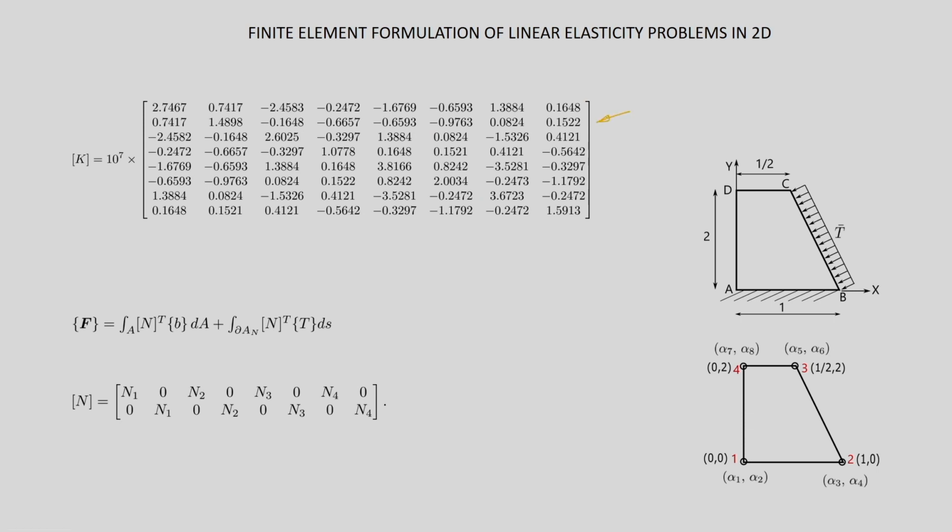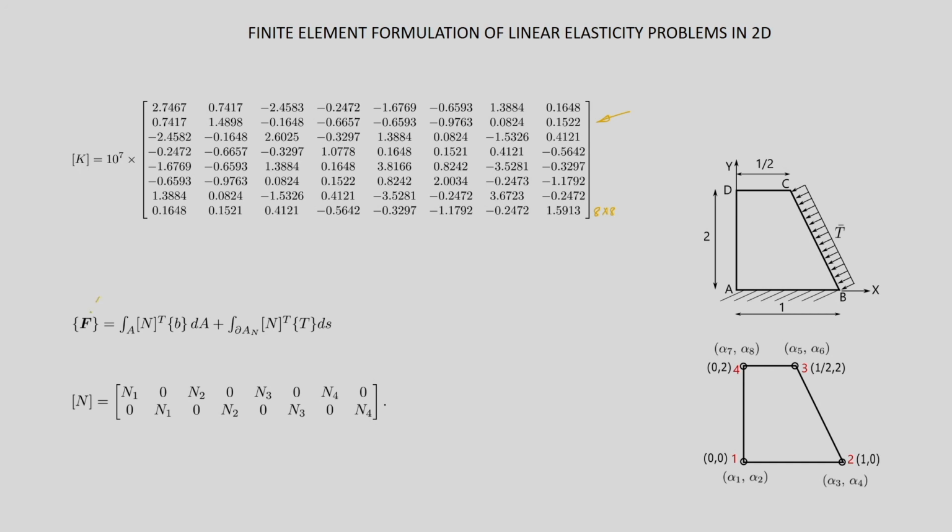So, you can check with your own problem, with your own solution. In this case I have used only one element, so this stiffness matrix is full and is of size 8 by 8, alright. This has been calculated numerically using two Gauss points in each direction. The next task is to calculate the force vector.